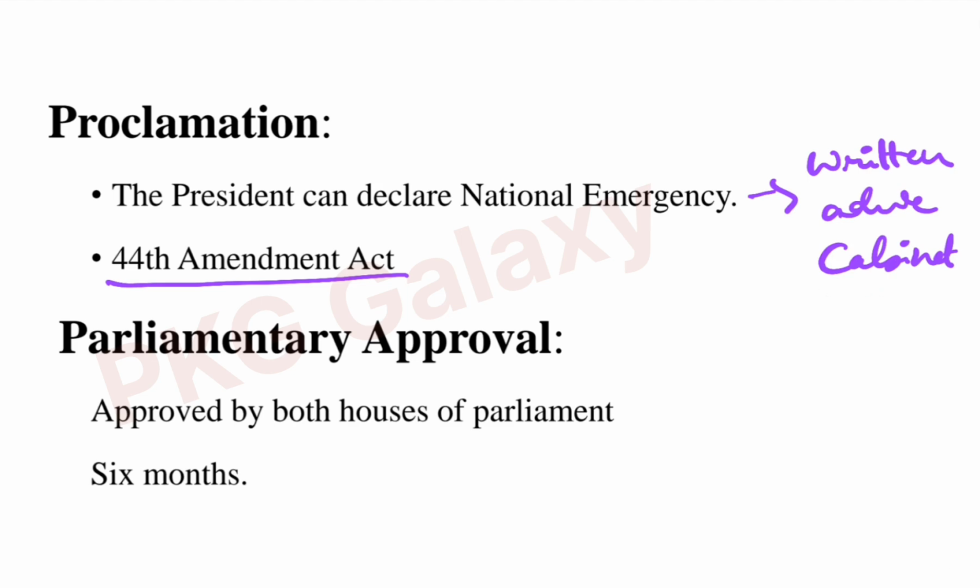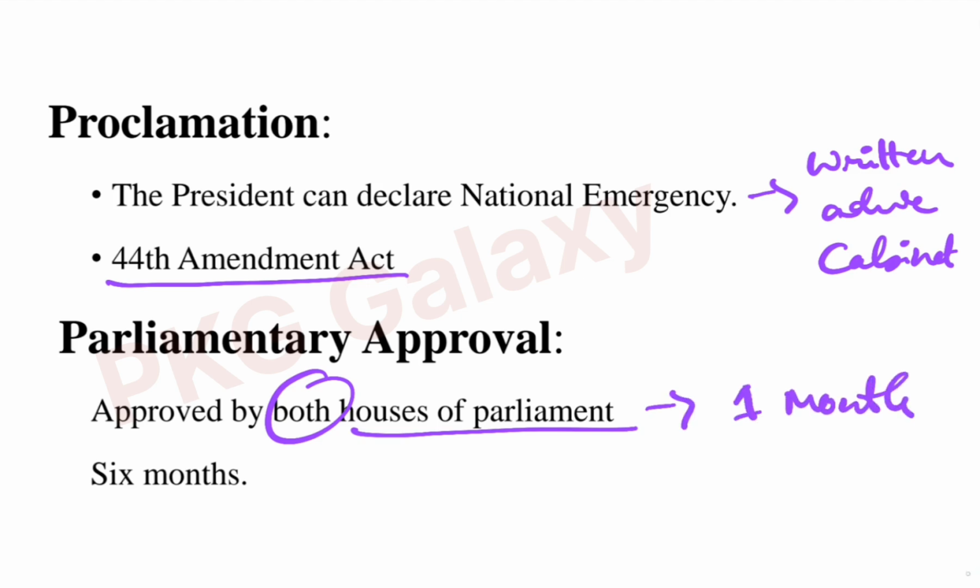The proclamation must be approved by both the Houses of Parliament within 1 month. If approved, it lasts for 6 months and can be extended by 6-month periods with further parliamentary approval. If it is not approved, the proclamation ceases to operate.